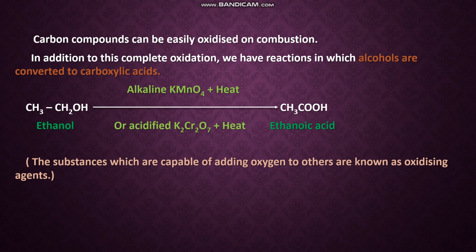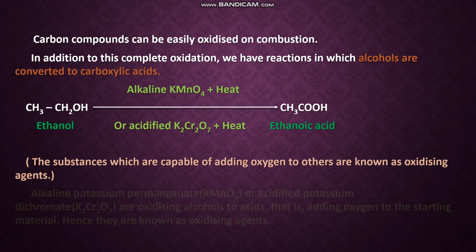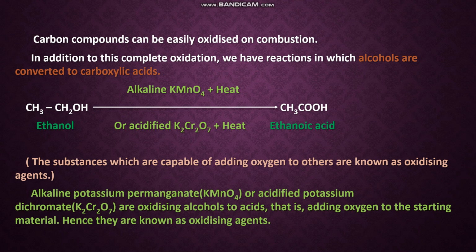So in oxidation reactions, we have learned alcohols are oxidized to acids in the presence of alkaline potassium permanganate or acidified potassium dichromate. Alkaline potassium permanganate, KMnO4, or acidified potassium dichromate, K2Cr2O7, oxidize alcohols to acids, that is, they add oxygen to the starting material. Hence they are known as oxidizing agents.